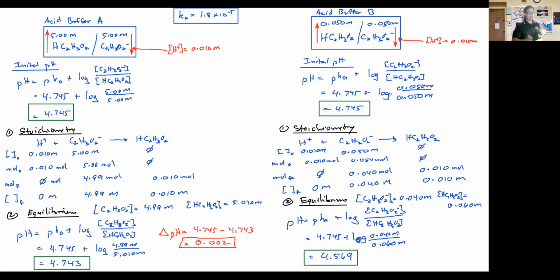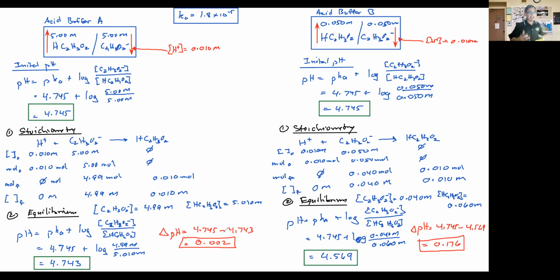Okay. So let's go ahead and do this same analysis here. Let's take a look at the change in the pH. The change in the pH for the second solution is going to be 4.745 minus 4.569. Okay, so the change in pH here that I get is 0.176, which is still not a very big number, but if you look at this, that's a whole lot bigger than buffer A.